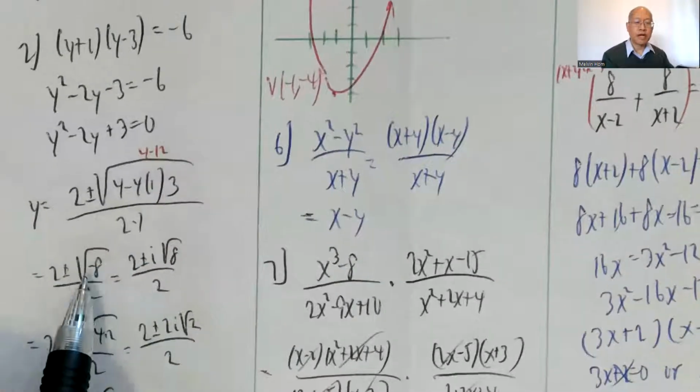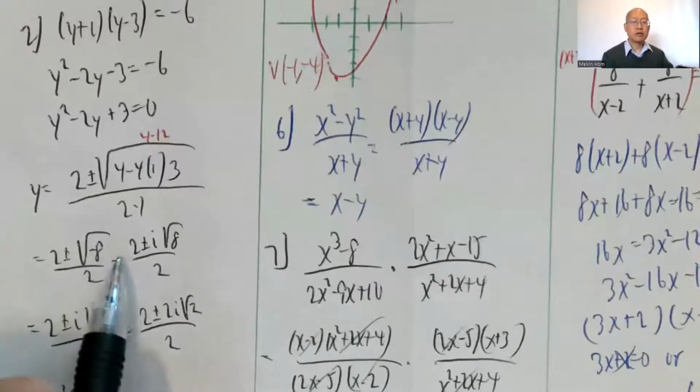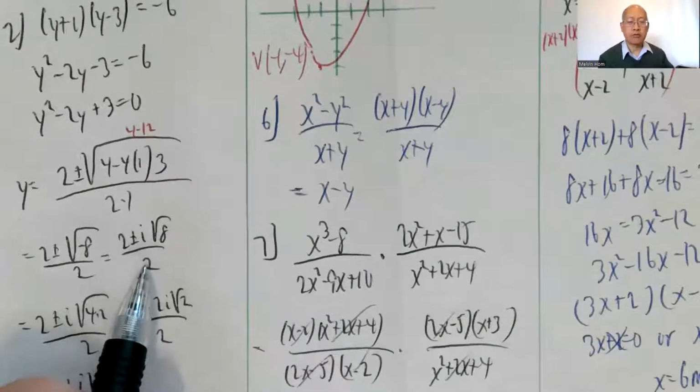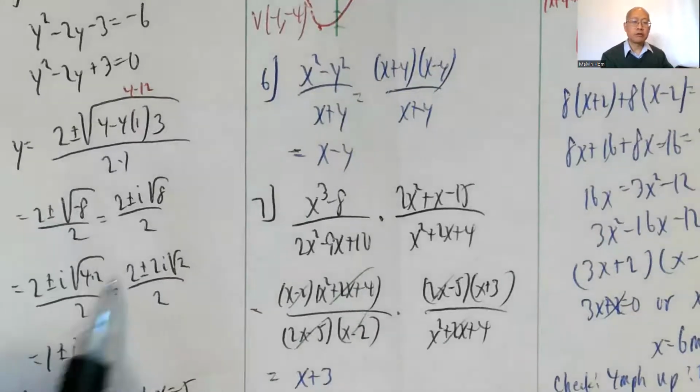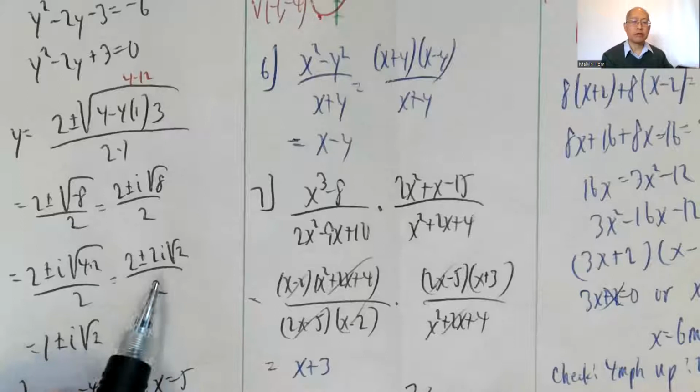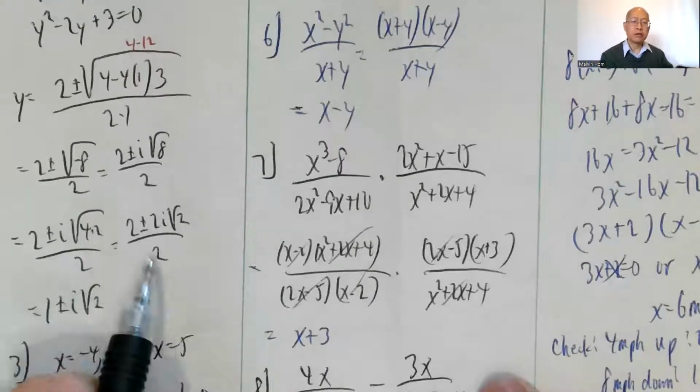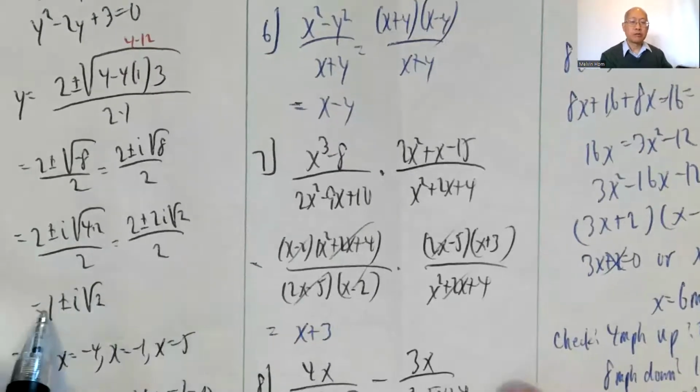4 minus 12 is negative 8. 2 plus or minus radical negative 8. Take out the i, 2 plus or minus i radical 8 over 2. 8 can be written as 4 times 2. Take the 4 out as 2. So 2 plus or minus 2i radical 2 divided by 2. Divide that by 2, divide that by 2. So we have 1 plus or minus i radical 2.